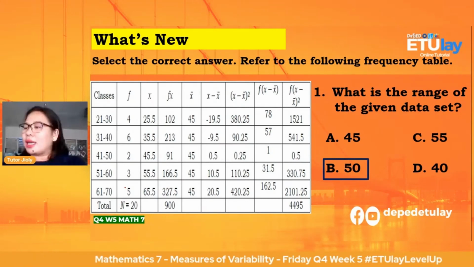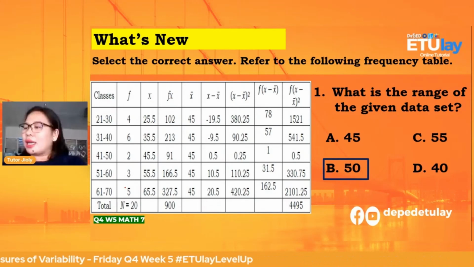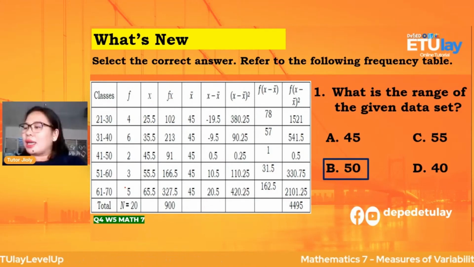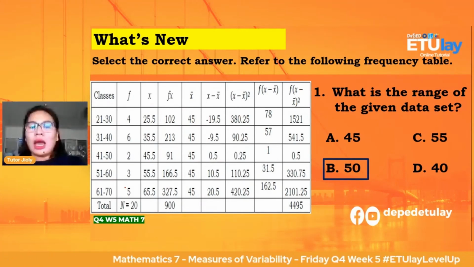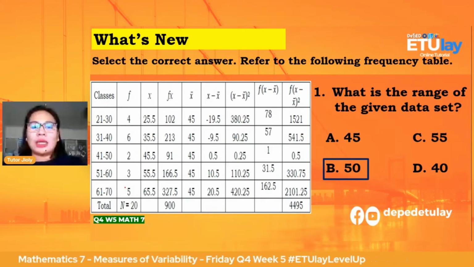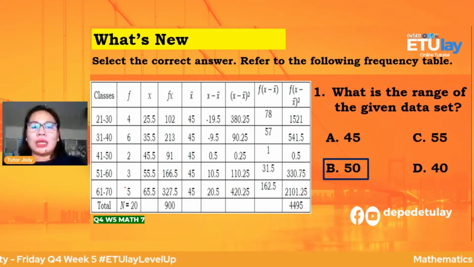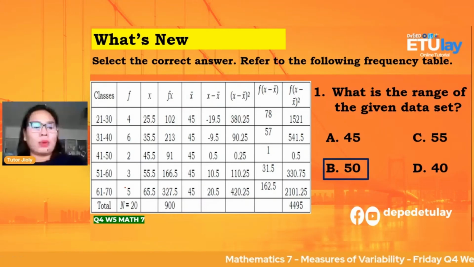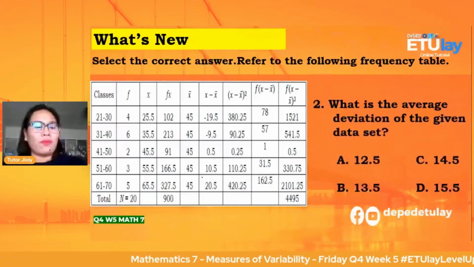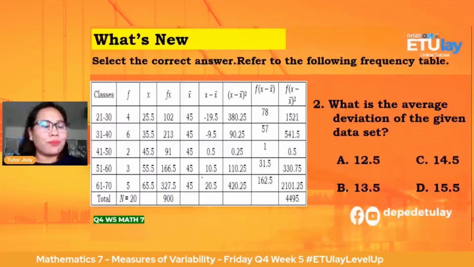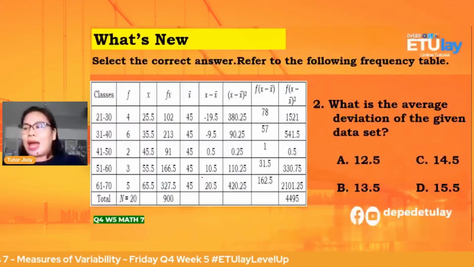Now, what is the average deviation of the given data set? A, 12.5; C, 14.5; and D, 3.5. That is the number 2.